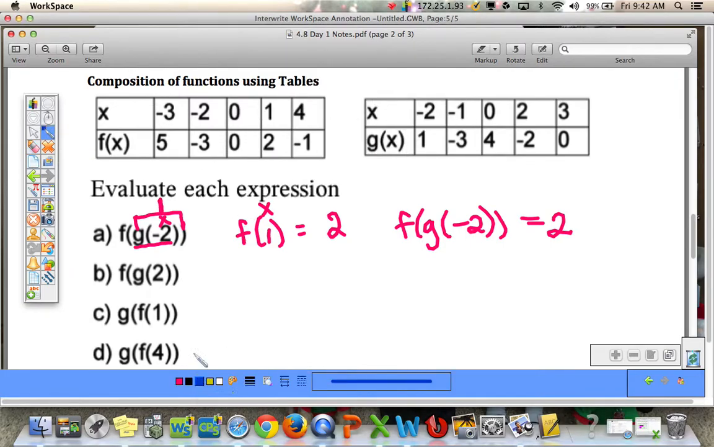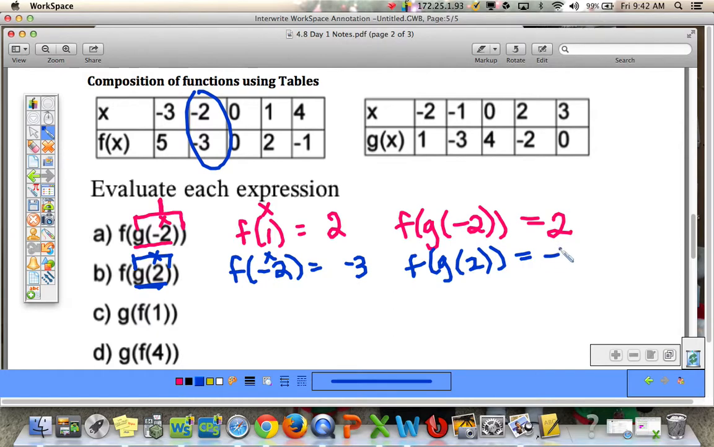Start with the inside function, g of 2. So when x is 2 in the g function, what's the answer? It's negative 2. So we're going to replace this whole thing with negative 2. So f of negative 2, what does that equal? Again, negative 2 is the x value in the f function, and what's the answer? It is negative 3. So we use the inside answer to find the outside answer, and we'll say f of g of 2 is negative 3.